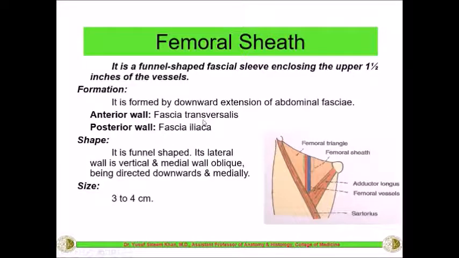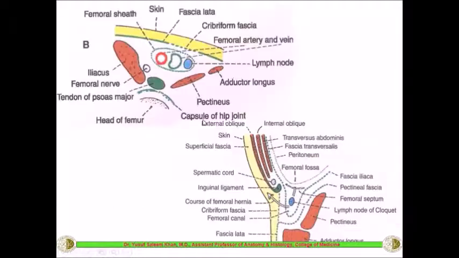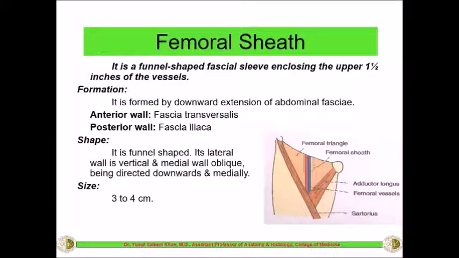So here you can see the posterior wall is formed by the fascia iliaca. These two fascias will descend down into the pelvis and actually into the upper limb, deep to the deep fascia, and then you can see this as the continuation into the femoral triangle as the femoral sheath, and this will be covering some of the important structures like the femoral artery and the femoral vein. If you see the shape of this femoral sheath, it is funnel shape.